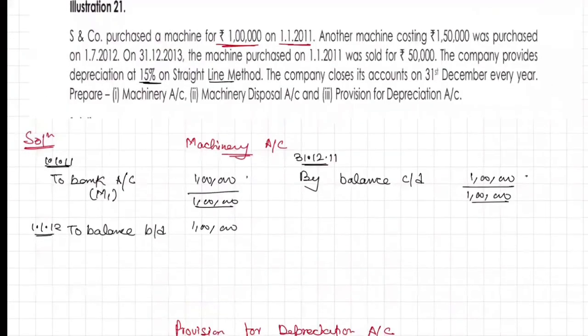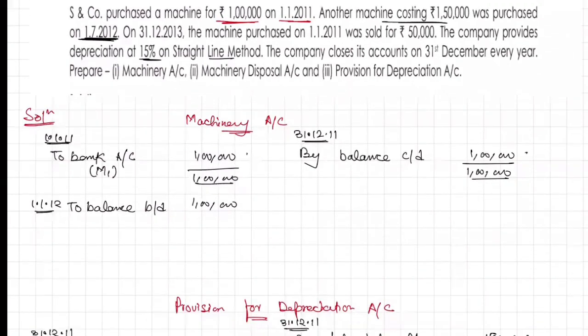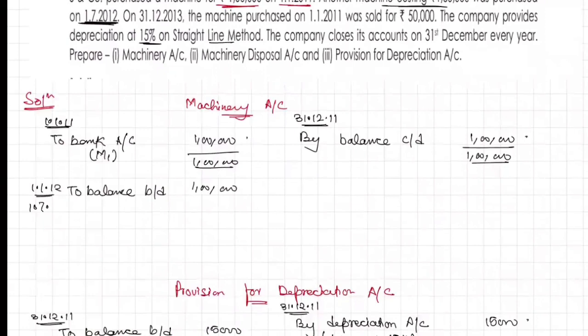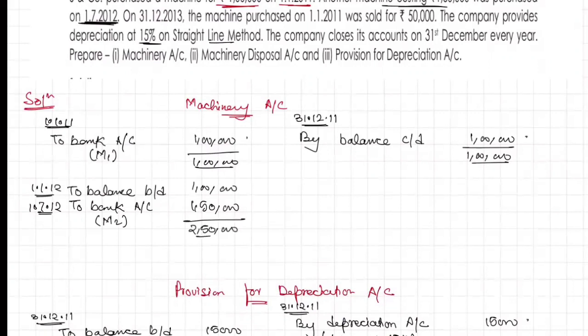Now see, on 1st of July 2012, a machinery was purchased. So what I'll do, 1st of July 2012, to bank account, and here I'll write M2 for how much amount? 1.5 lakh, 1,50,000, correct? So it will be 2,50,000. So it is a straight line, correct? So nothing more has to be calculated.